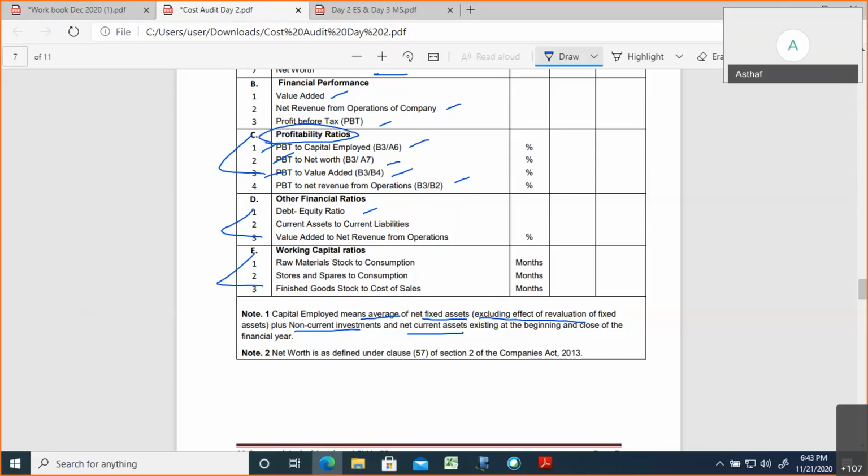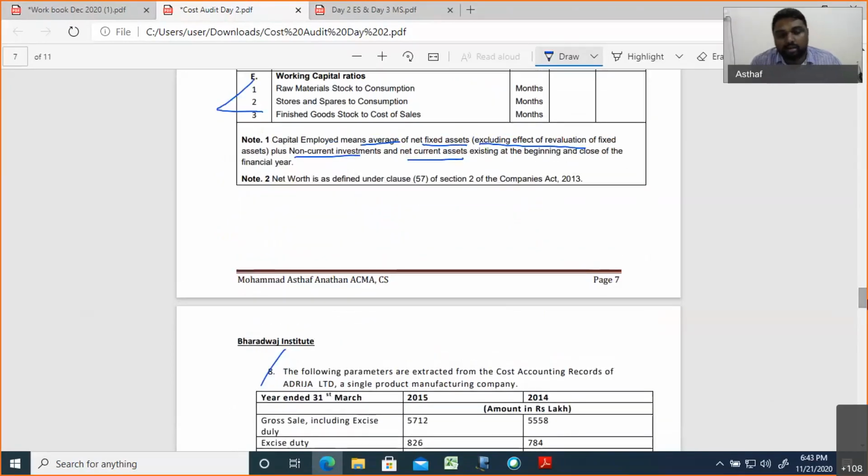And they tell very clearly the meaning of net worth. Net worth is defined under clause 57 of the Companies Act. You already know that, and we will also discuss it while solving the problem. The only confusing item is capital employed, which we have discussed. It is the average of net fixed assets. Net fixed assets is gross fixed assets less accumulated depreciation. Then non-current investment and net current assets.